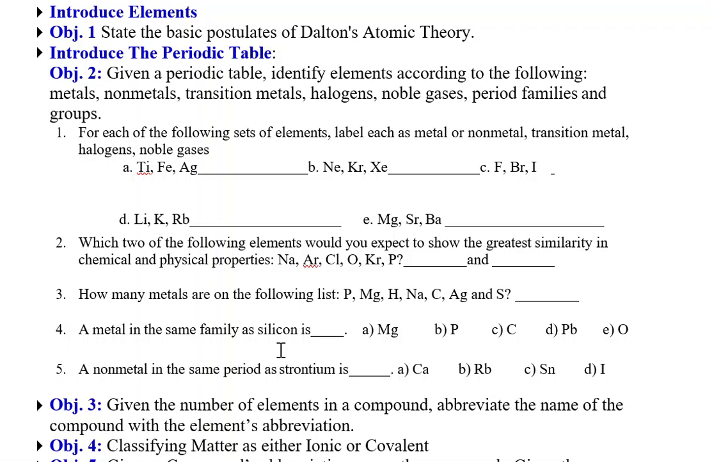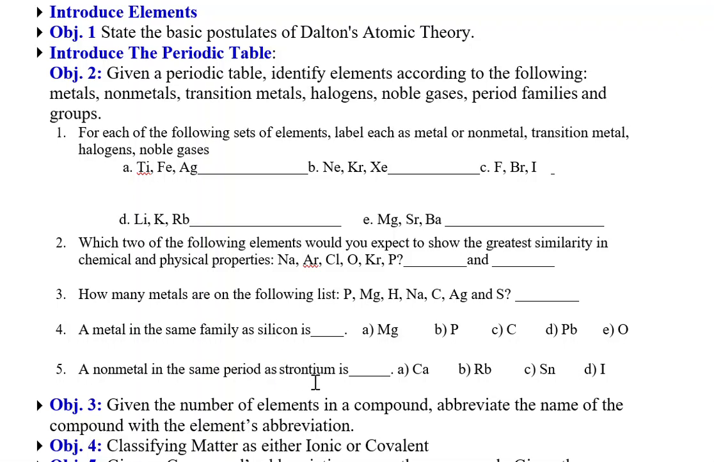And so let's look at this. Magnesium, that's not in the same family as silicon, nor is phosphorus, nor is carbon, which is not a metal. But look at that, sure enough, lead. Lead is in the same family as silicon. Oxygen is in a different family, it's over. So it's possible to also have a non-metal in the same period as strontium. Now, periods go from left to right. Families and groups go up and down.